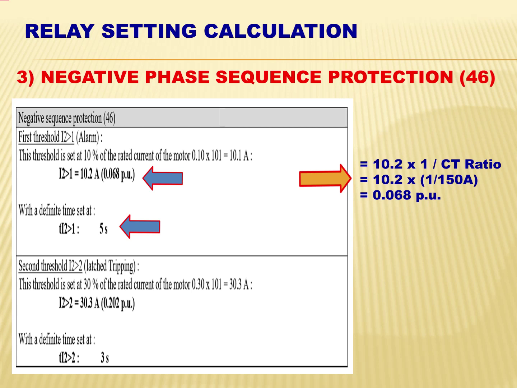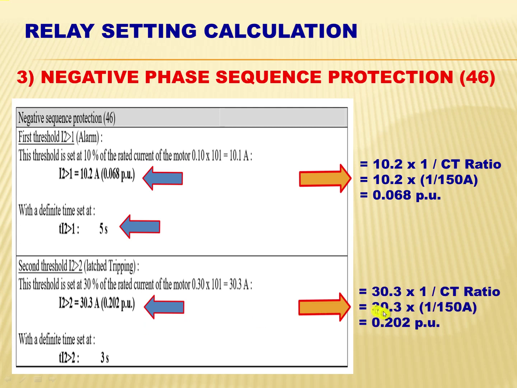Okay, next, our second threshold, our backup protection for the relay 46, will be 30% of the rated current of the motor. So we have here 30.3 ampere or 0.202 per unit. We'll just multiply 30.3 times 1 over the CT ratio to derive this 0.202 per unit, with a definite time set at 3 seconds.